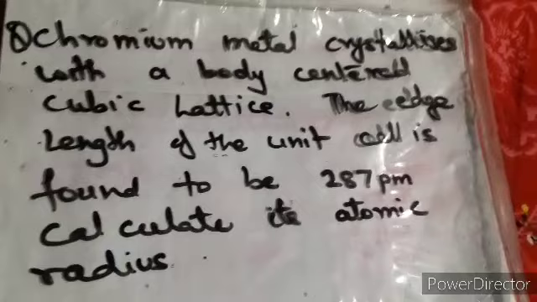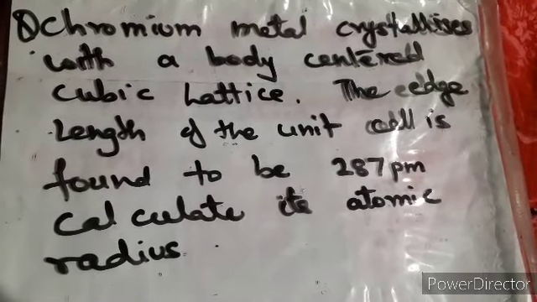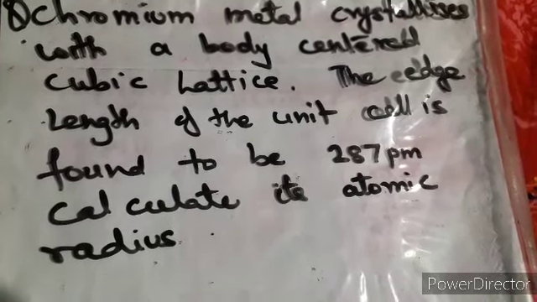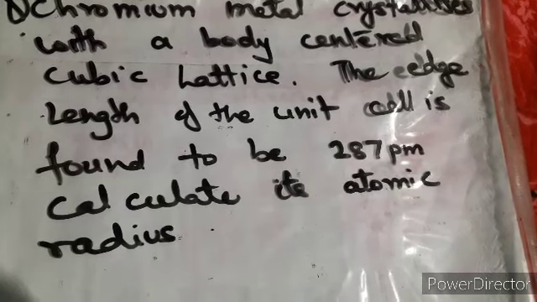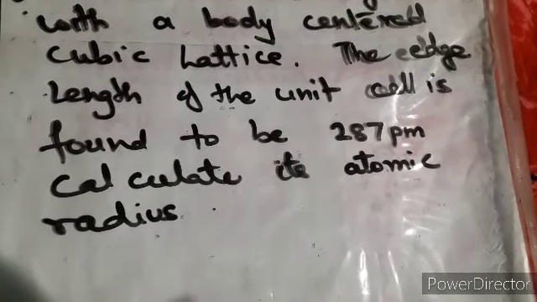Now you can see the one numerical I have given you: chromium metal crystallizes with a body centered cubic lattice, or they can ask you cubic structure. The edge length of the unit cell is found to be 287 pm, picometer. Now calculate the atomic radius.